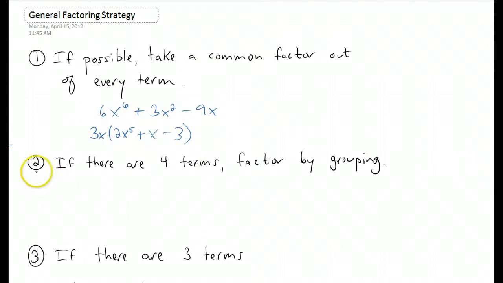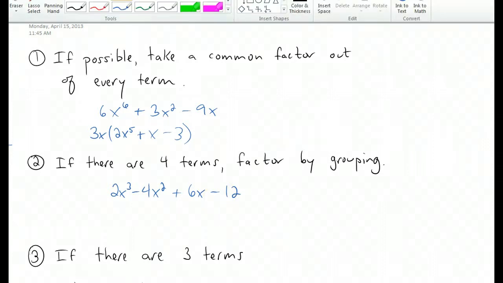So next, step 2. If you have 4 terms left in your polynomial, and there aren't any like terms, and you still want to factor, then it's pretty likely to be a factor by grouping problem. Just recall, factor by grouping: if you had something like 2x cubed minus 4x squared plus 6x minus 12, you'll notice you have 4 terms, and this is a factor by grouping problem.